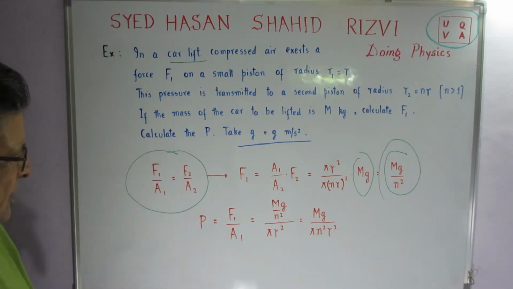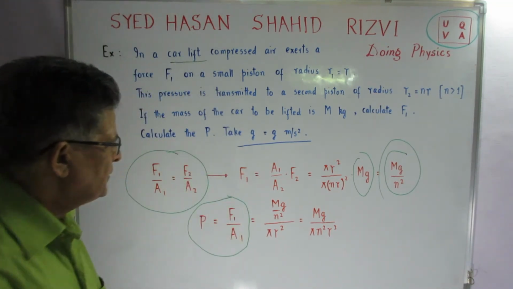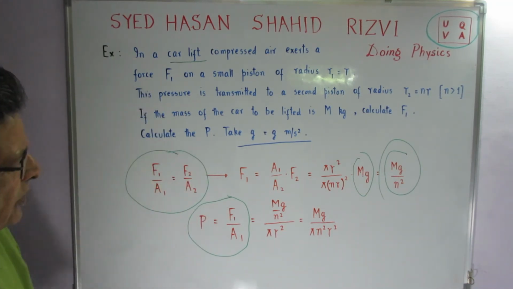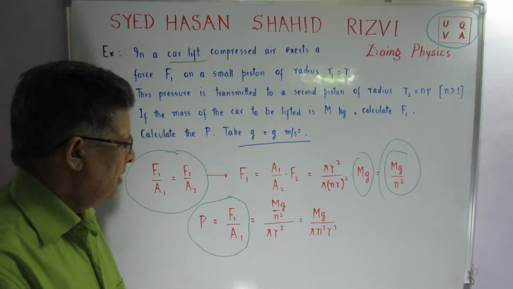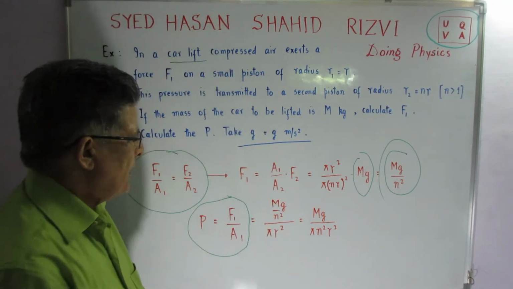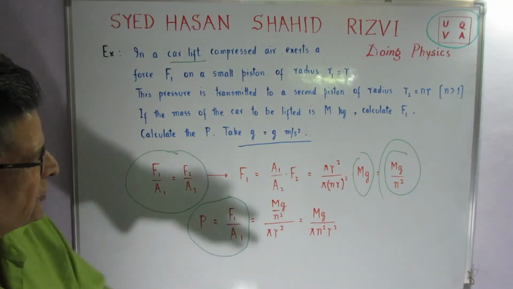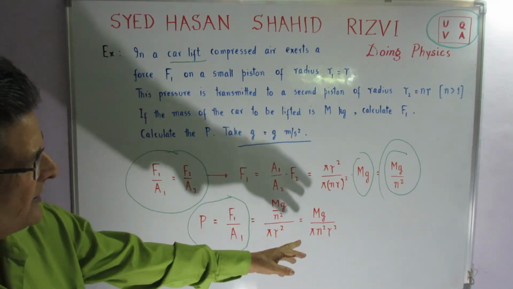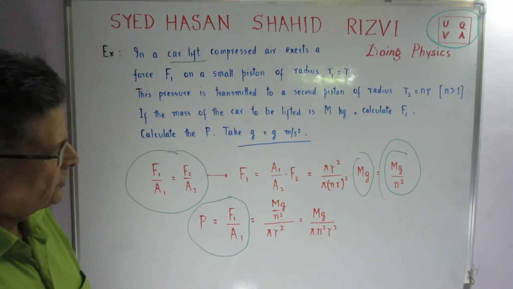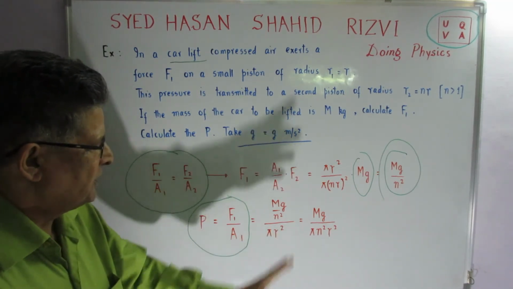And to calculate the pressure, I will just use one of the values, F1 divided by A1. It could be F2 divided by A2, anything we can take. So I can write this as equal to mg upon n square, which we have calculated over here, divided by pi r square. So this becomes mg upon pi n square r square. Of course, when you write the result, always check that the value of P is given in Pascals.